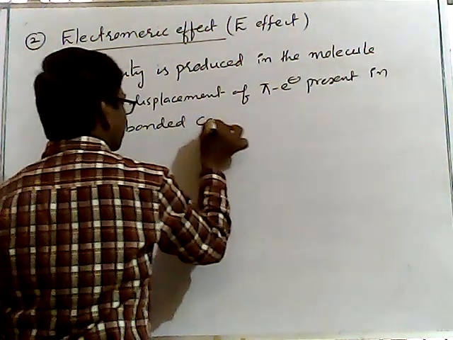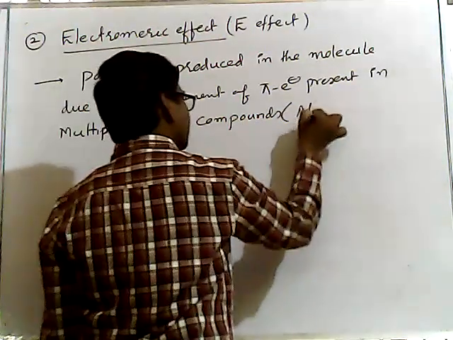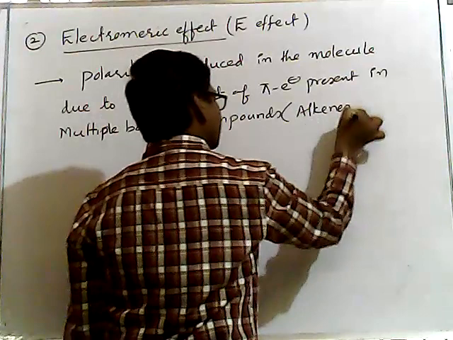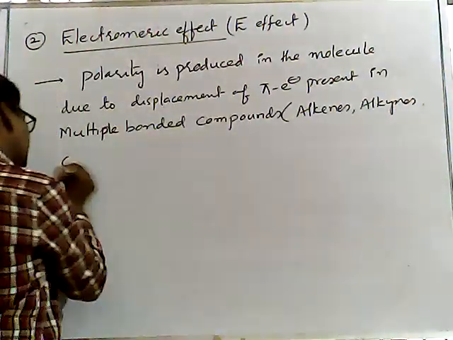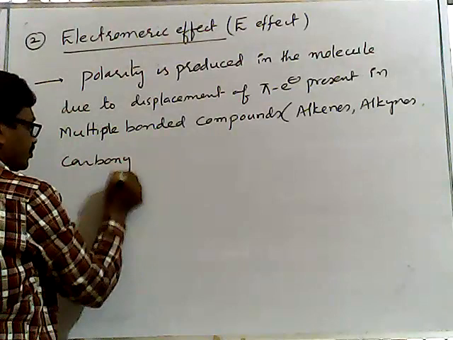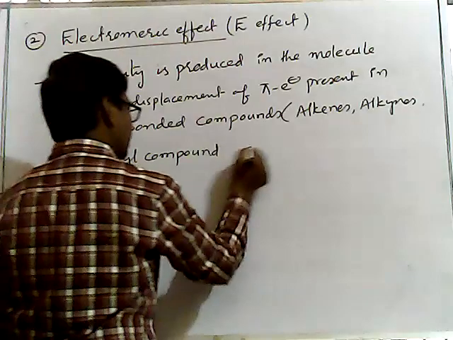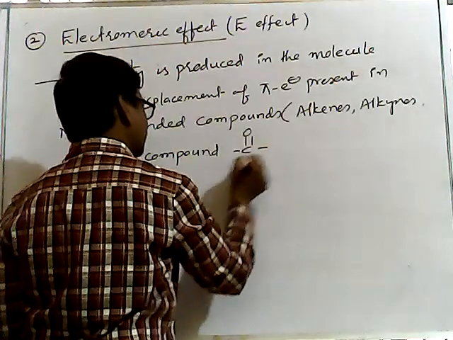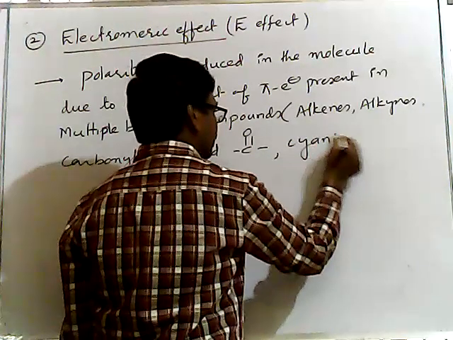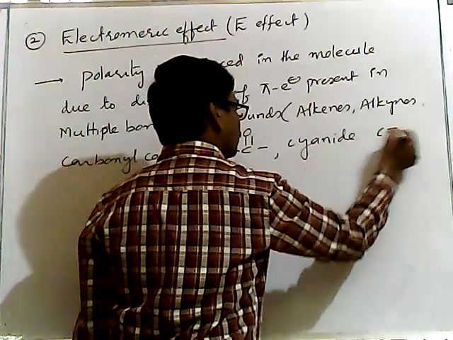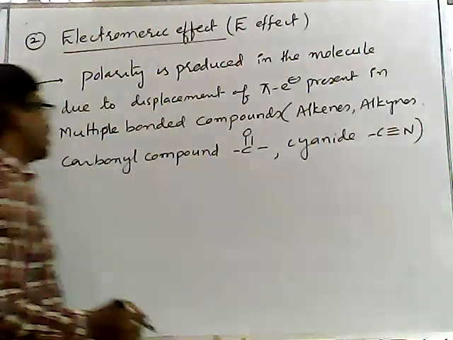What are multiple bonded compounds? Maybe alkenes, alkynes, or carbonyl compounds, in which there is a double bond between carbon and oxygen, aldehydes or ketones. Then cyanides, meaning C triple bond N. These are generally the compounds which contain multiple bonds.